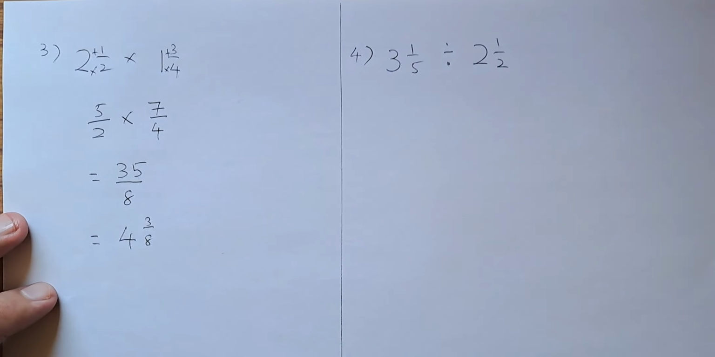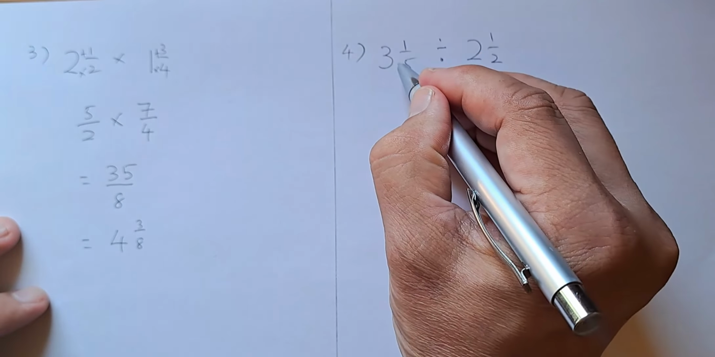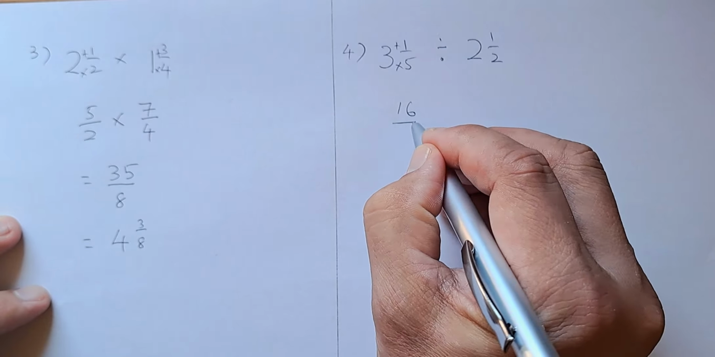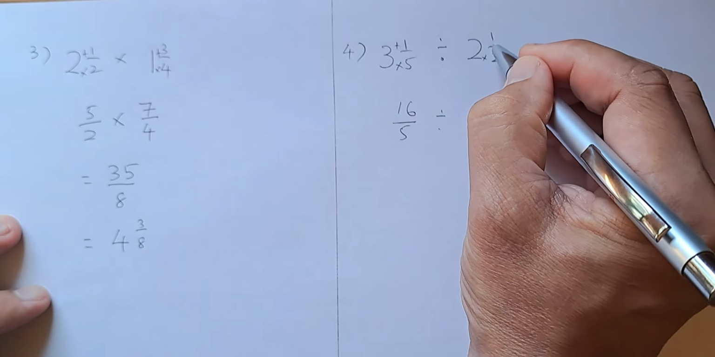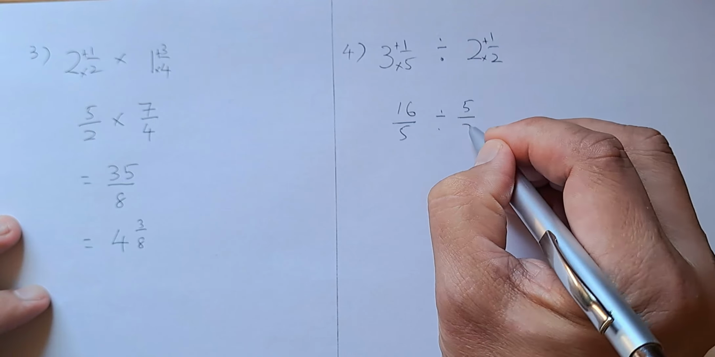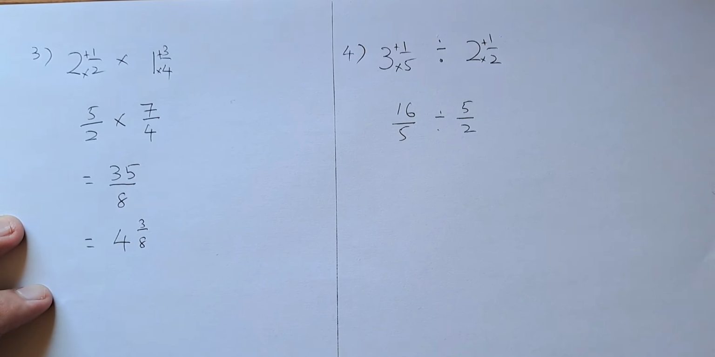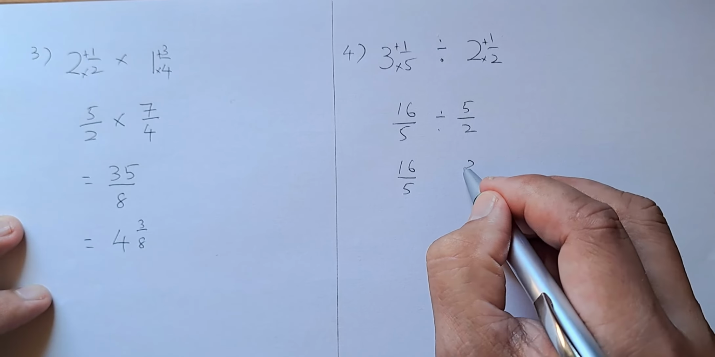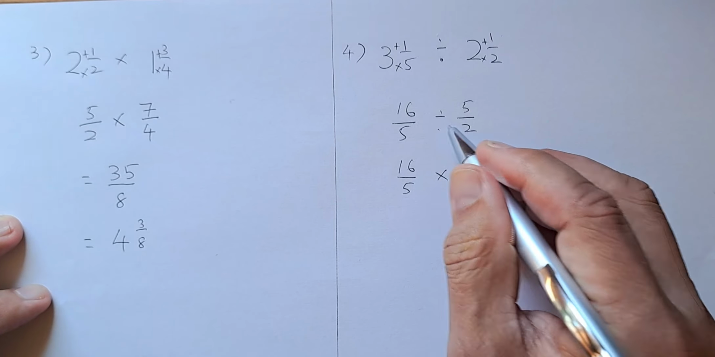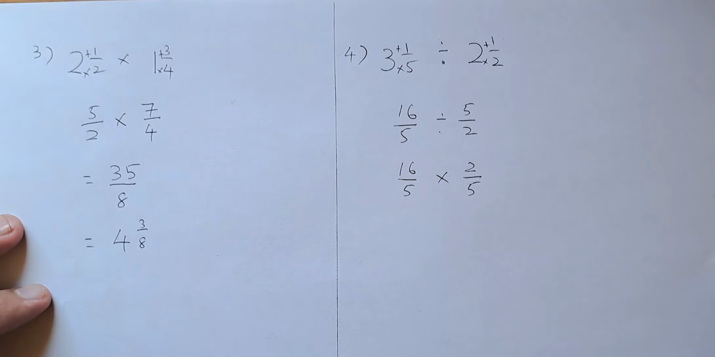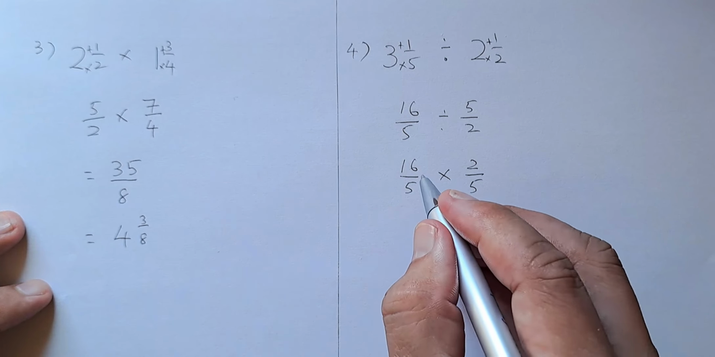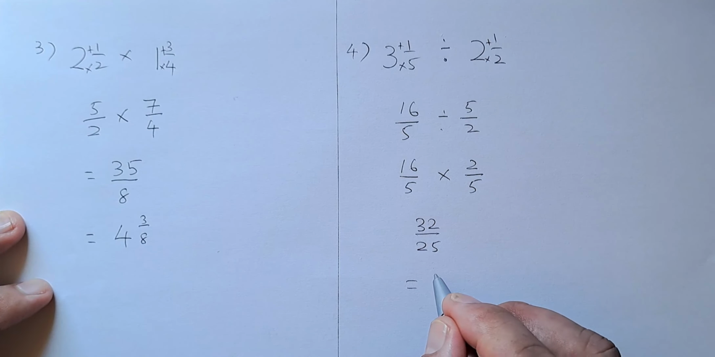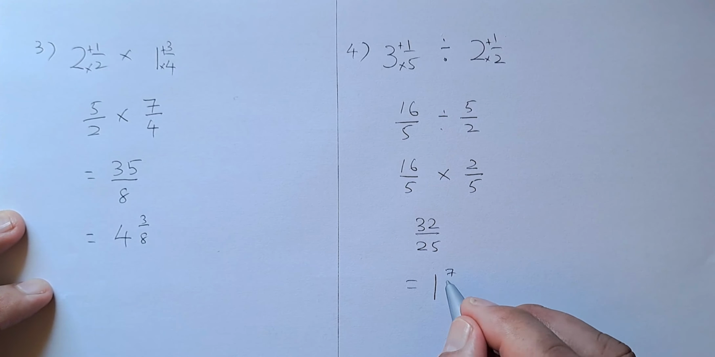And last but not least, we are going to divide. Again, we need to multiply and add. So 3 times 5 is 15, plus 1 is going to be 16 over 5, divided by 2 times 2 plus 1, that's going to be 5 over 2. Once you have the division, you need to do the KFC. You keep the first fraction, you flip the second fraction, and you change the divide symbol to multiply in the operation. Once you have that, it is simple. 16 times 2 is 32, 5 times 5 is 25. And the answer, simplified, is going to be 1 7/25.